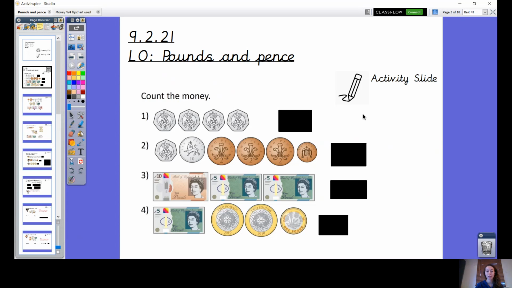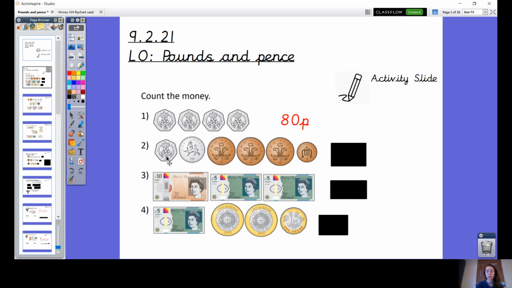Okay, well done. So counting the money, we've got 20p coins to start with. We're going to count in 20s. 20, 40, 60, 80. We've got 80p. Give it a tick if you got it right.